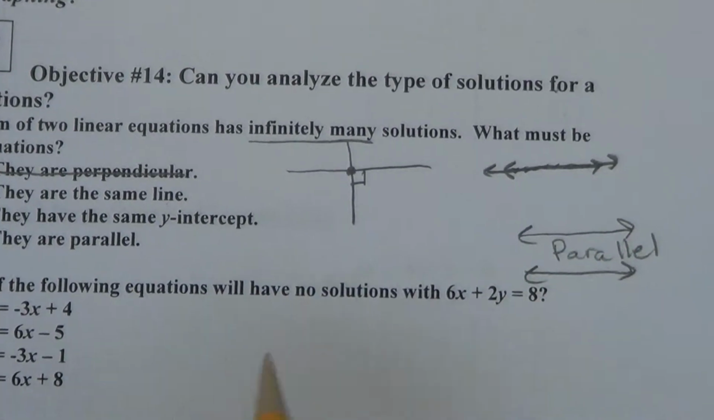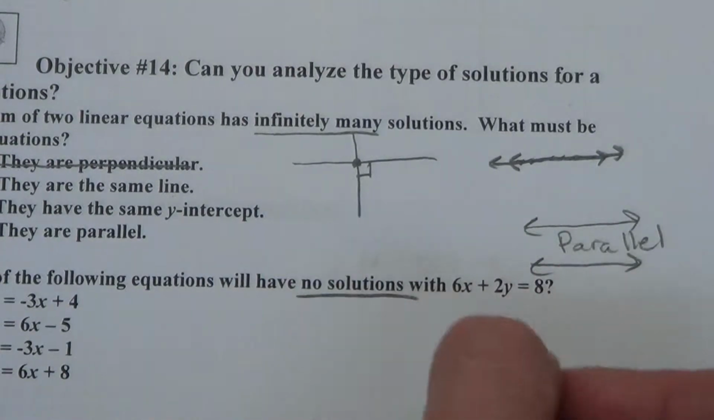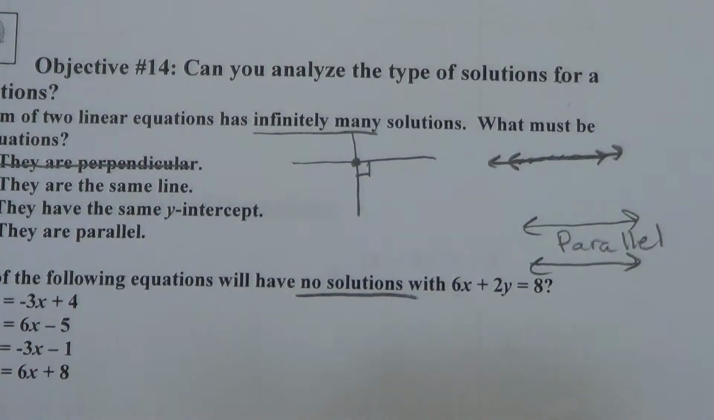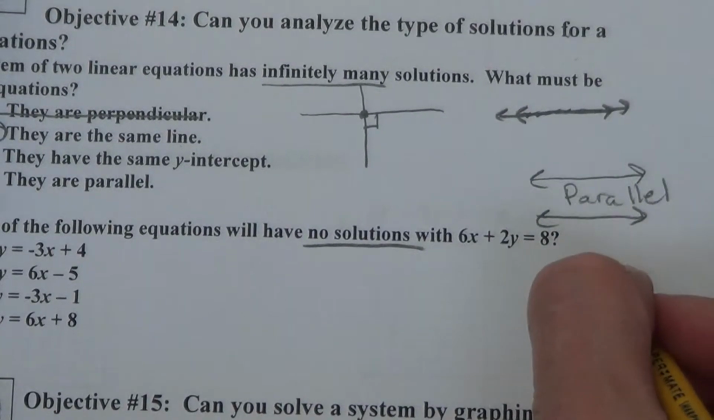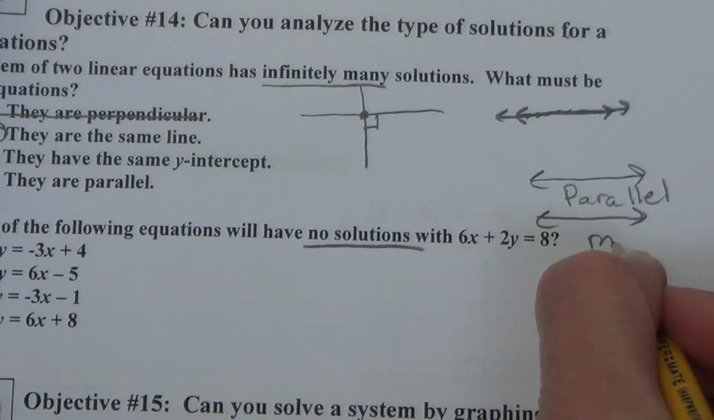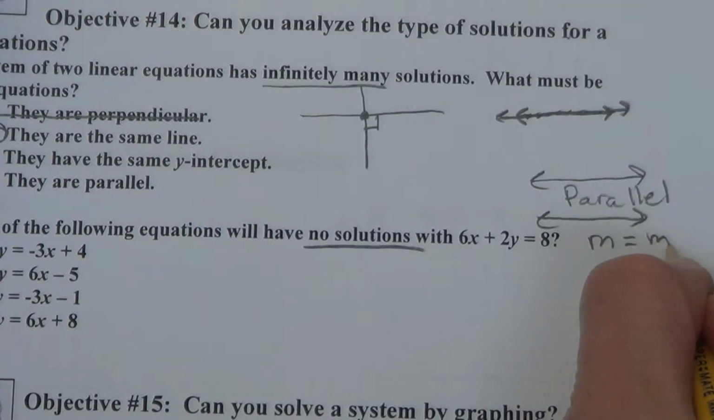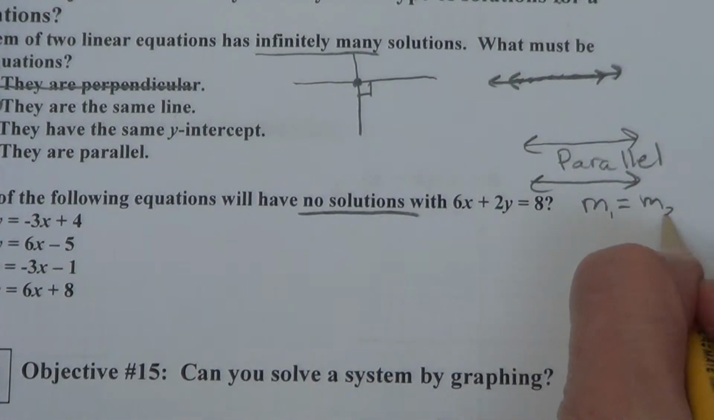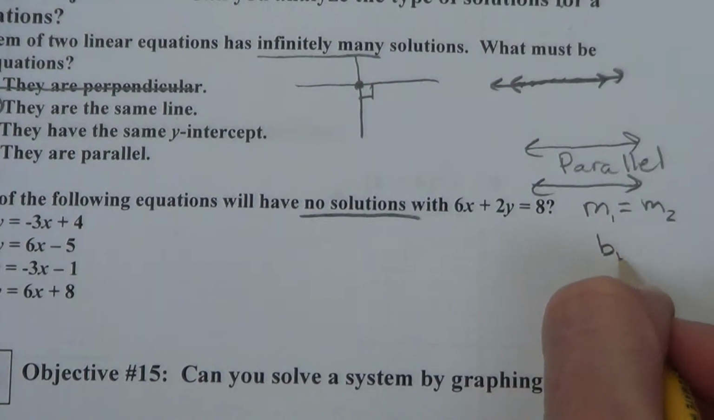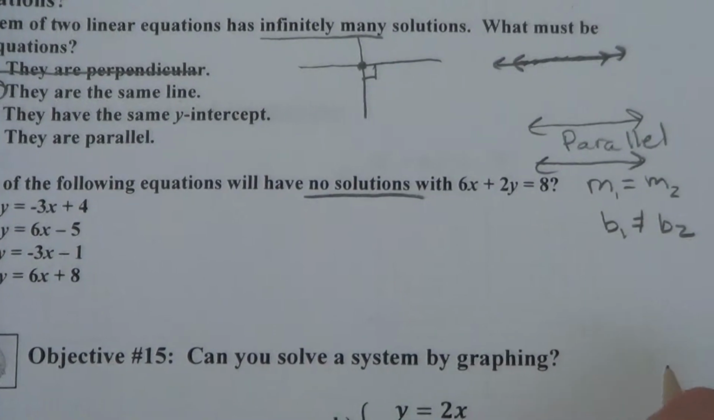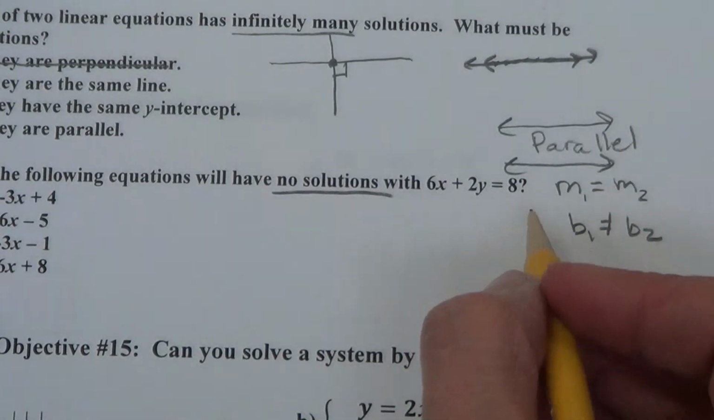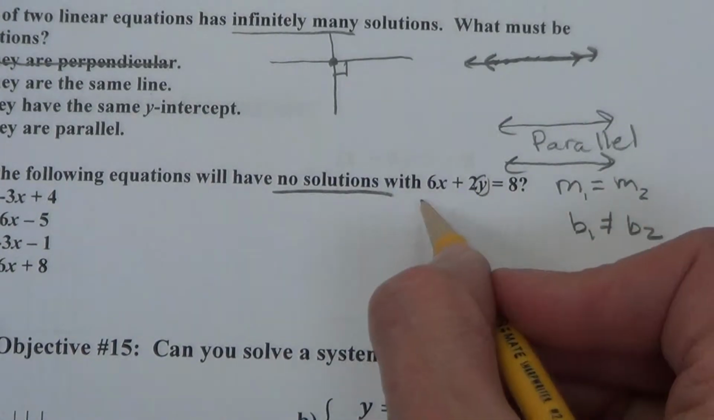Parallel lines would have no solutions. What do we know about parallel lines? Well, in our last lesson, we discussed parallel lines have the same slope, but that their y-intercept cannot be the same. So we need to get these in slope-intercept form. That means getting the y by itself.